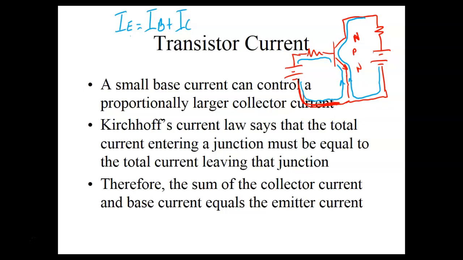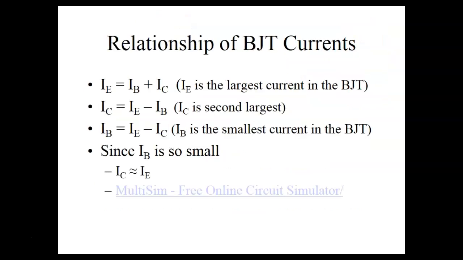And then of course we can transpose that. So here's our formula: IE is equal to IB plus IC. IE is the largest current in the BJT. Of course, you know that's going to be on the test. So IC would be equal to IE minus IB. IC is the second largest current flow in the BJT. So IB would be equal to IE minus IC. IB is the smallest current in the BJT.